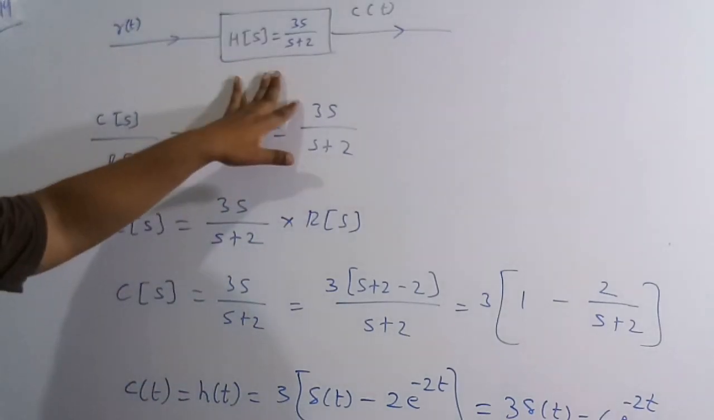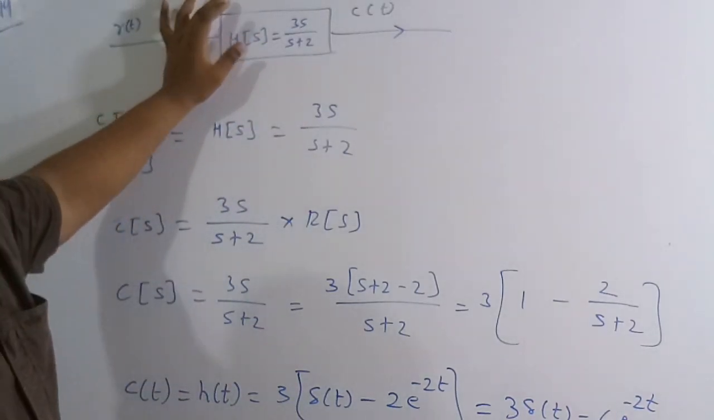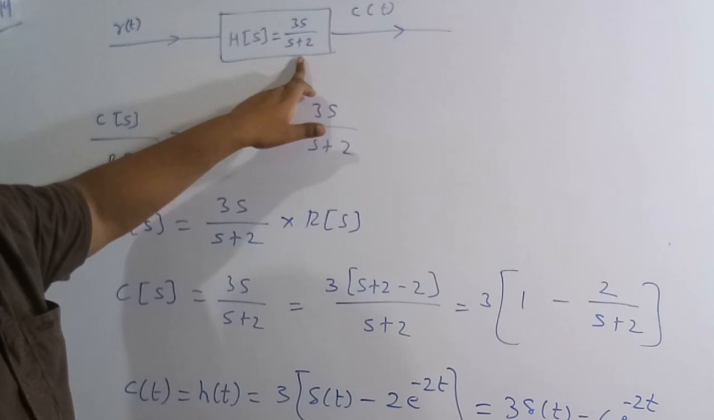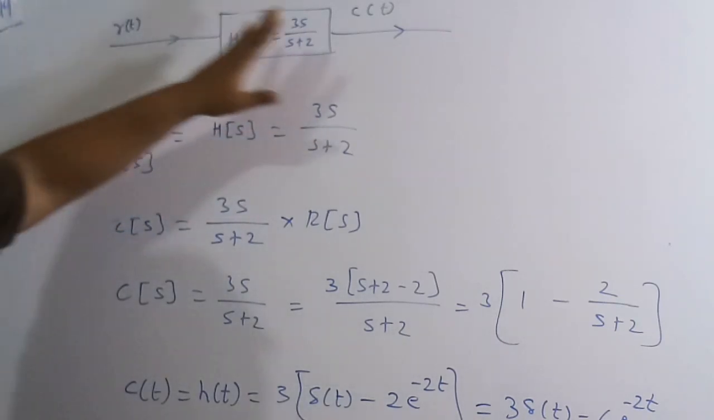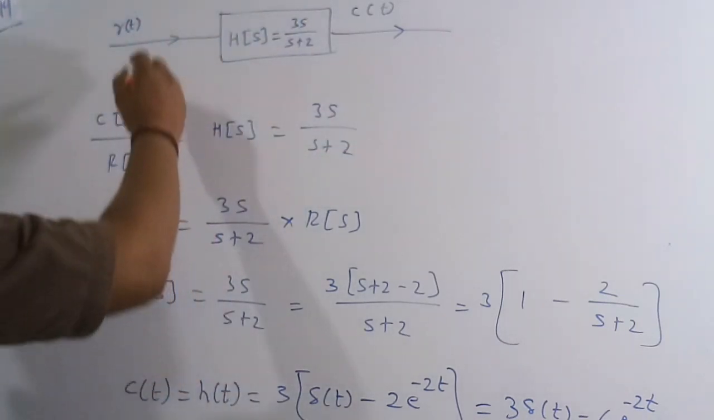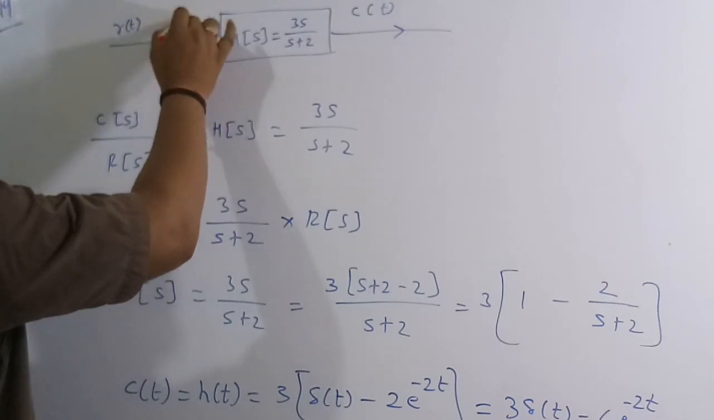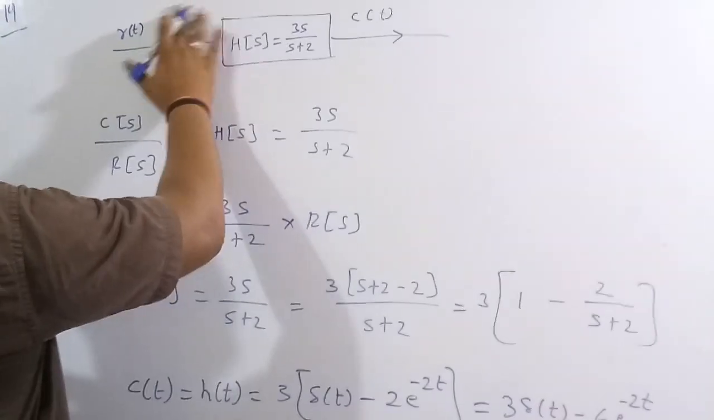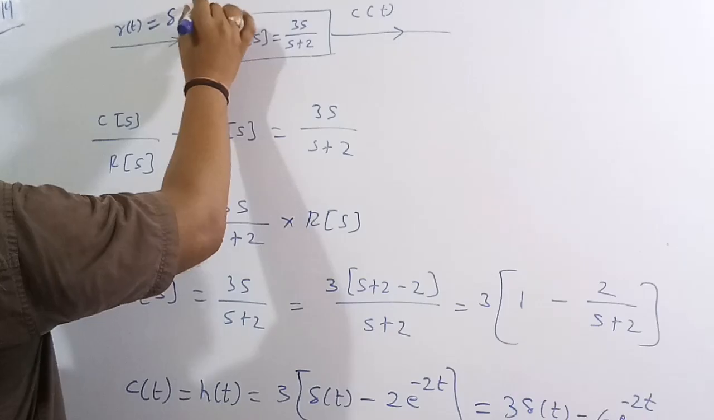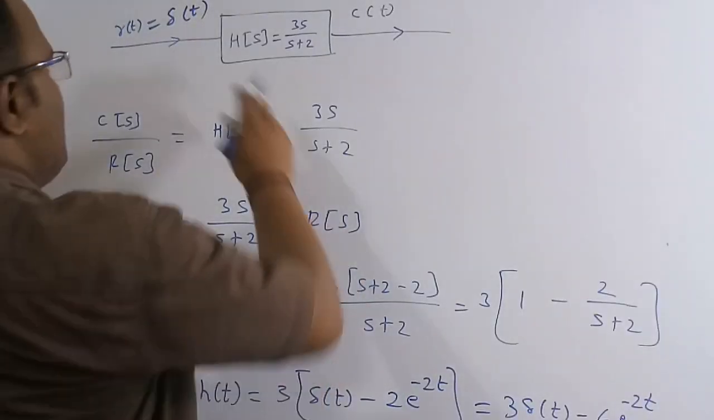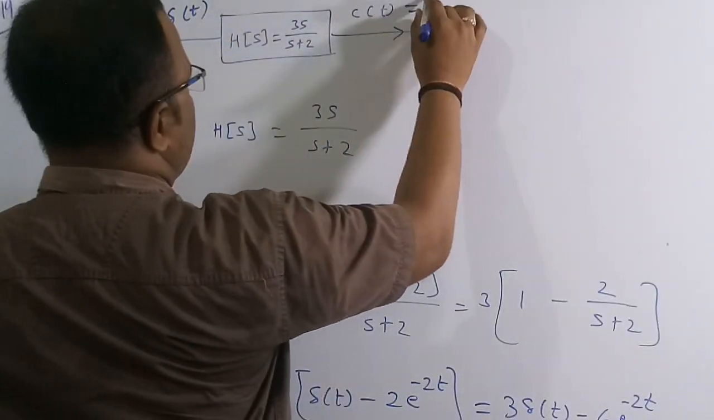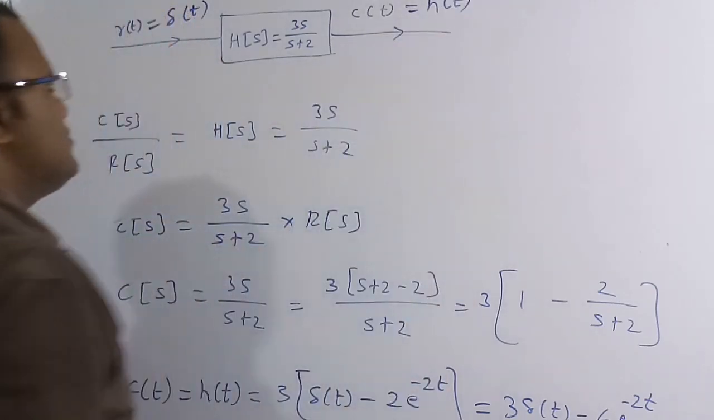So basically this is a system. The transfer function of the system is h of s is equal to 3s by s plus 2. See here the input is r of t and the output is c of t. Suppose the input is the unit impulse, which is delta of t. Then for the input delta of t, the output will be h of t. So therefore we can assume c of t is equal to h of t.